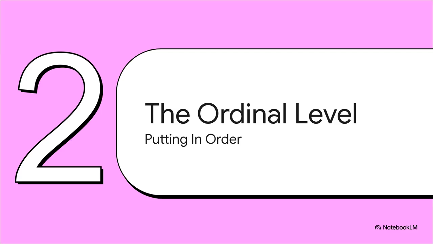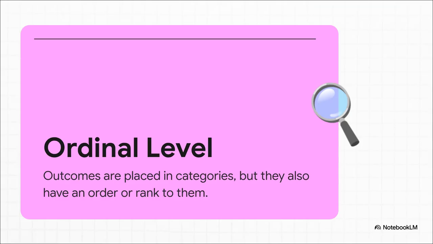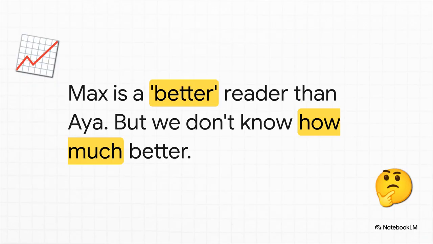This is level 2, the ordinal level, and this one is all about order. Okay, so the ordinal level takes what we had before, those separate categories, and it adds one super important thing, a meaningful order, a rank. Now we can finally say something is taller than something else, or faster, or stronger. We've got a sequence. So let's go back to Max and Aya. With an ordinal measurement, we can now say that Max is a better reader than Aya. Awesome! We have an order, we have a rank.